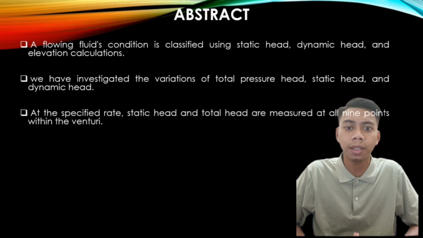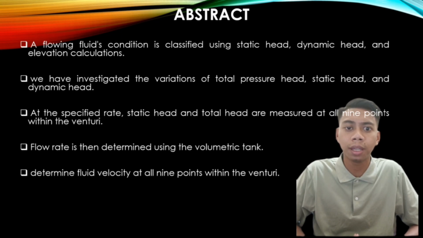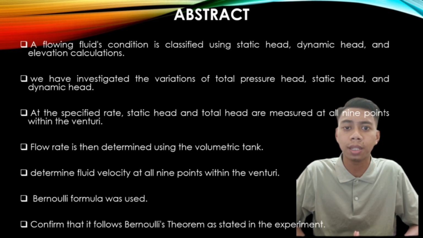At the specific rate, static head and total head are measured at all 9 points within the venturi. The flow rate is then determined using the volumetric tank. The volumetric tank and the dynamic head may both be used to determine fluid velocity at all 9 points within the venturi. The Bernoulli formula was used to determine the sample calculation shown in the result.